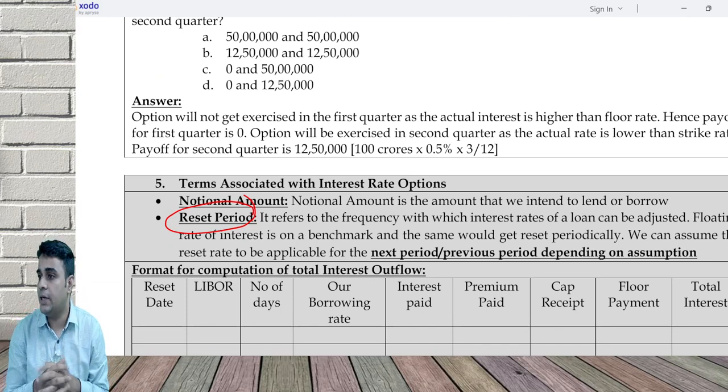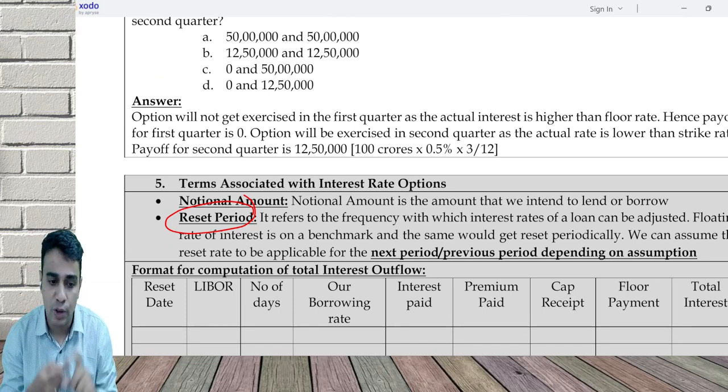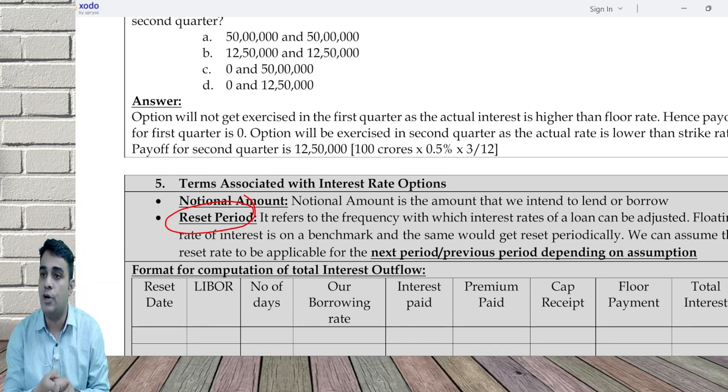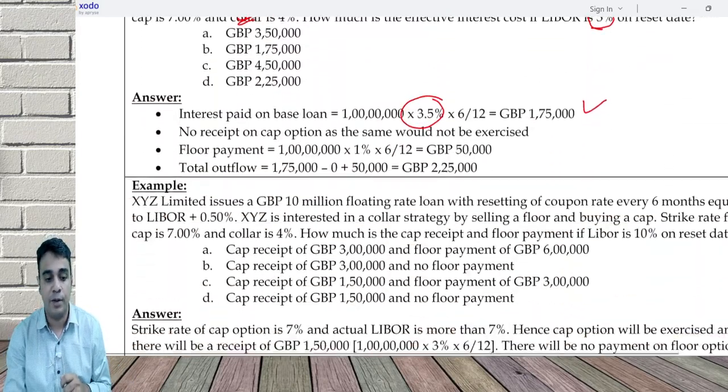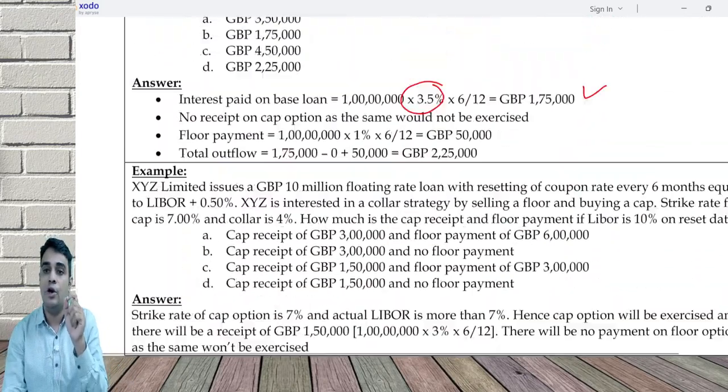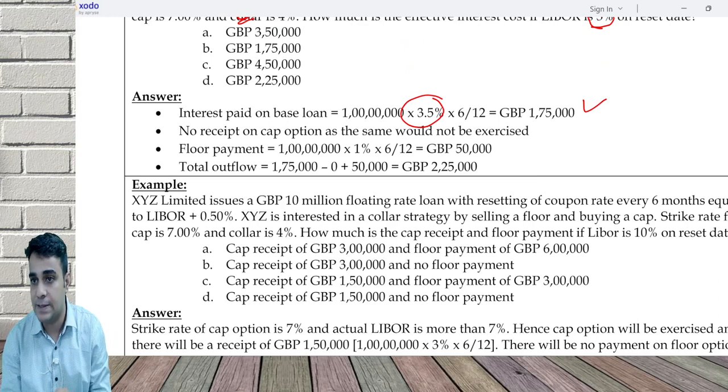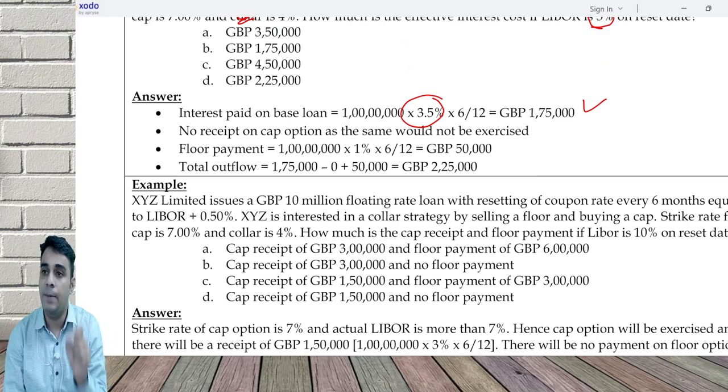Terms associated with the interest rate option: you have a term called notional amount and a term called reset period. Notional amount is the amount for which the contract is entered. Reset period is the date on which the interest is reset. It can be for the past period or the future period. How is the premium calculated? Notional amount into the lump sum premium percentage. This premium is divided by the present value annuity factor, fixed rate of interest, amortization and the number of reset periods.